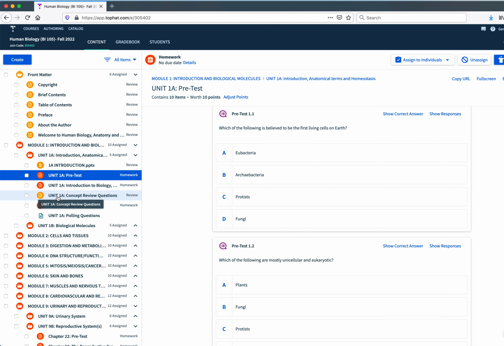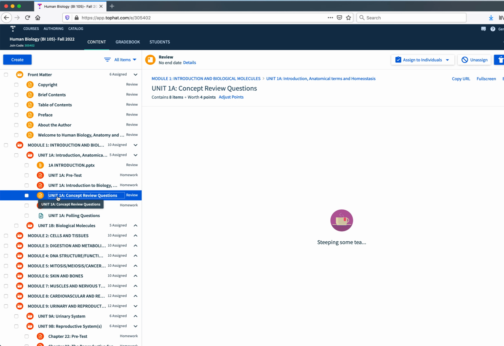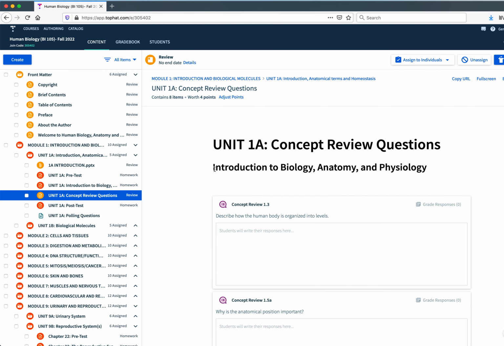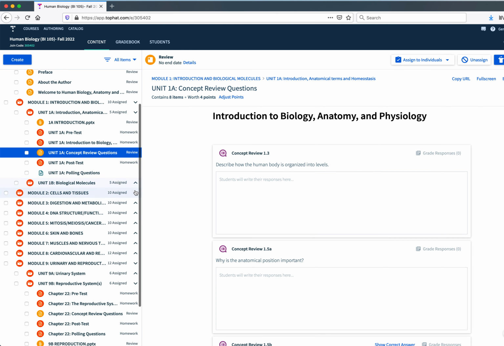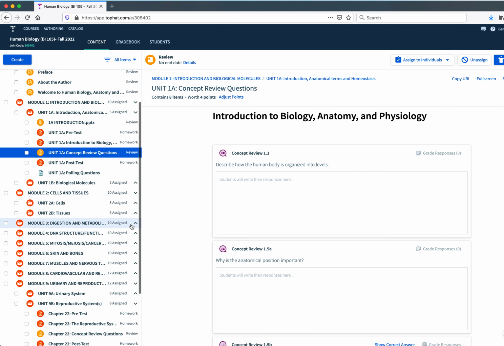And then we're also going to have some concept review questions. These are not graded. These are typically going to be open-ended, and I don't really have the ability to grade these properly. So these are for you to read through and see if you understand, but they are not actually going to be graded. So they're considered reading material, as well as your PowerPoints. Everything in red, however, is something that's actually graded. Okay. So that's how you're going to work your way through each one of these modules.